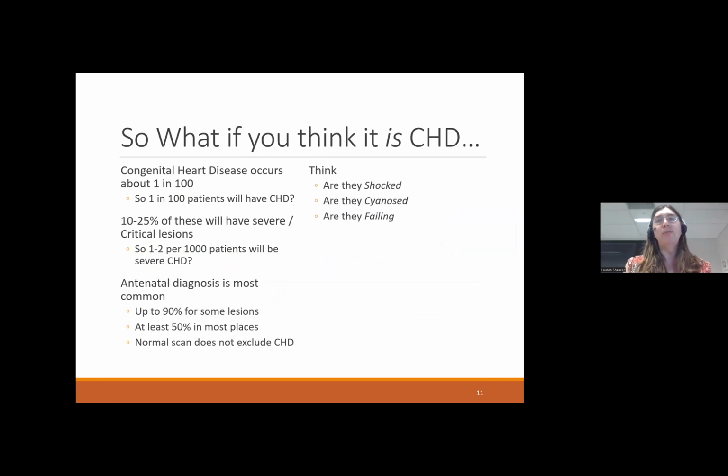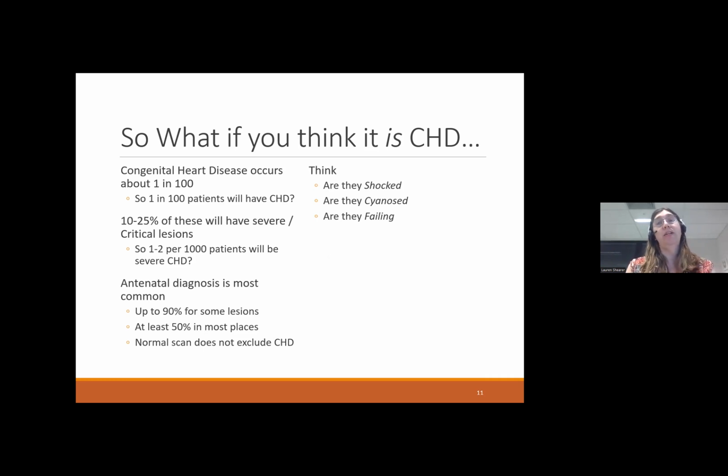And it's useful because congenital heart disease does affect 1 in 100 people. So about 1 in 100 people that you will interact with will have congenital heart disease. And 10 to 25% of these will have severe or critical lesions. So these are the ones that will almost always need surgery in childhood. And that's still 1 to 2 per 1,000 patients.